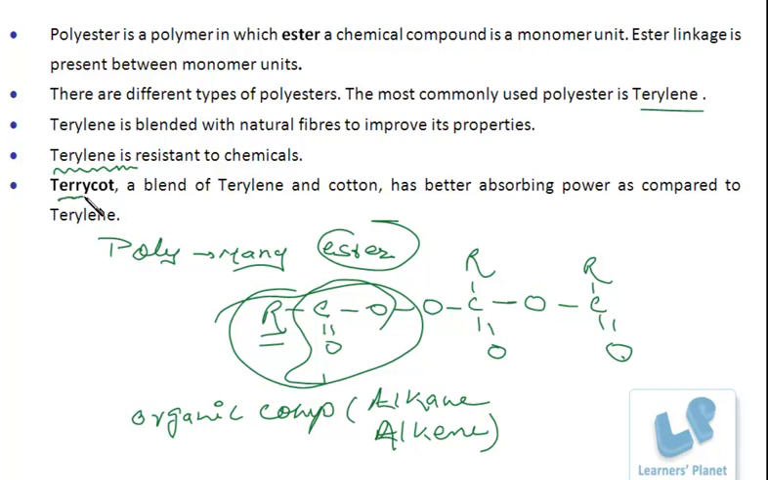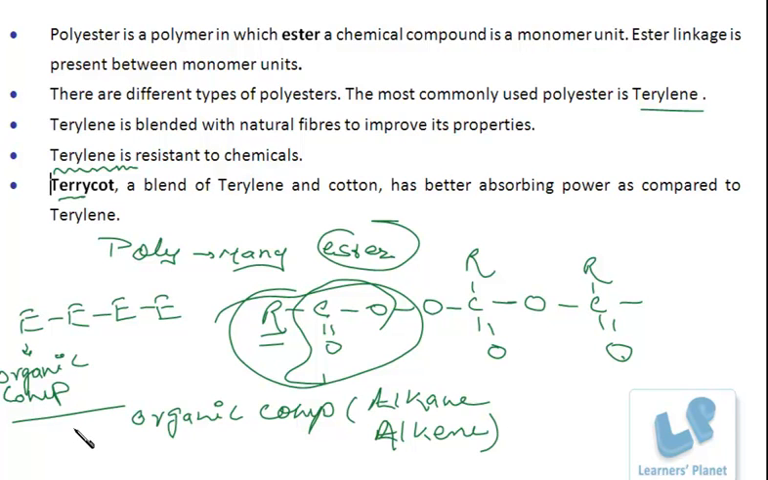Right? This terry part is a polyester. It is a different type of ester, or ester is the monomer, and it is linked to form the polyester. That is ester, ester, ester, ester. Do remember this ester is an organic compound. Organic compound means it is obtained from living organisms, or it is present in living organisms, or it is obtained from petroleum products.